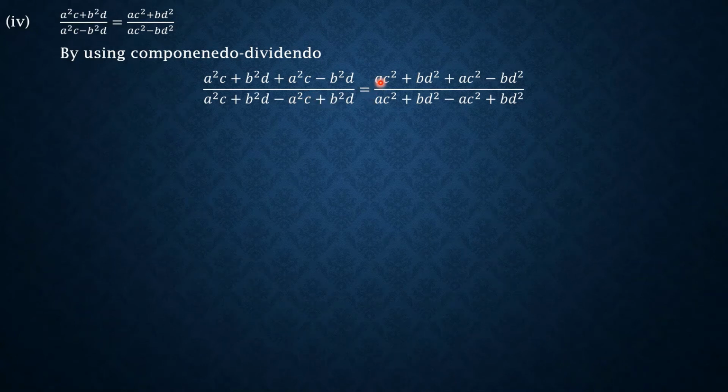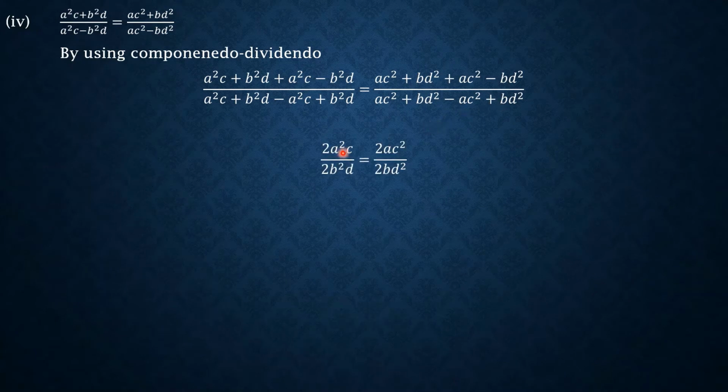This equals AC square plus BD square. This is numerator plus denominator is AC square minus BD square. Now in denominator we will subtract these two and have AC square plus BD square minus AC square, and minus into minus BD square will be plus BD square.